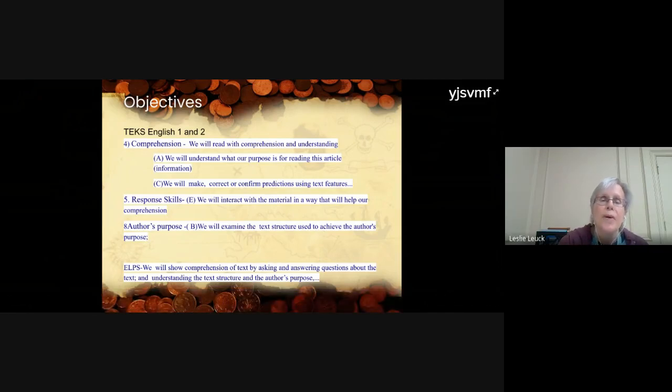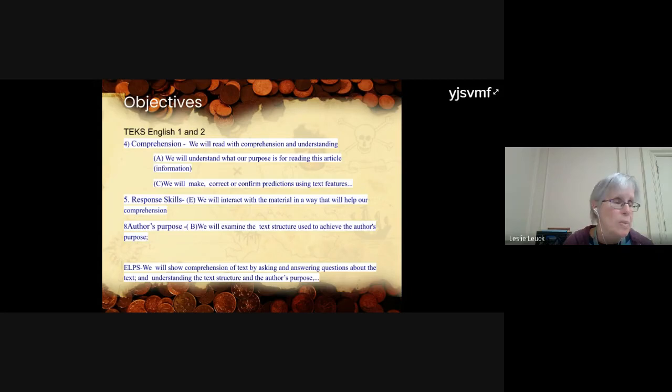Okay, so while we're waiting for him, we can go ahead and go over the objectives. These are TEKS 1 and 2, and what that basically means is we're focusing on comprehension and understanding. We'll just talk briefly about what our purpose might be for reading the article. We will make a prediction or two along the way, and hopefully with Pear Deck, we'll interact with the material, and we will look at the text structure. I chose this article because it does have a sort of unusual text structure to it, which if you understand it, does help with comprehension.